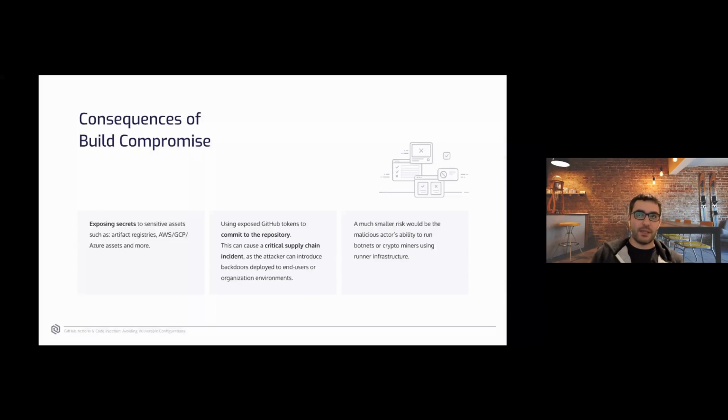The consequences of such a build compromise are quite disastrous. The first major impact is exposing secrets of the vulnerable workflow. As we previously said, such secrets could be cloud tokens and other sensitive assets of the organization. The second major impact is the attacker's ability to commit malicious code into the repository. This can cause critical supply chain incidents, as the attacker can introduce backdoors deployed to end users or organization environments. A much smaller risk would be the malicious actor's ability to run botnets or crypto miners using the runner infrastructure.